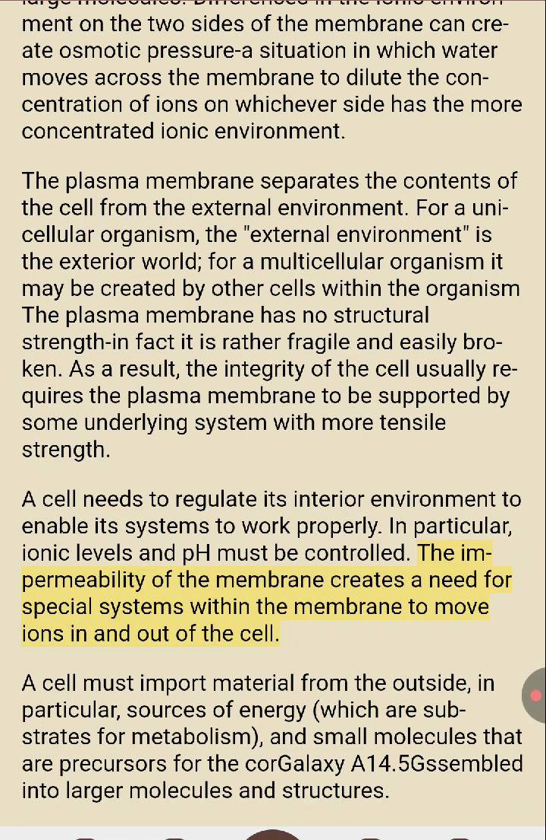A cell must import material from the outside, in particular, sources of energy, which are substrates for metabolism, and small molecules that are precursors for the molecules that are assembled into larger molecules and structures.